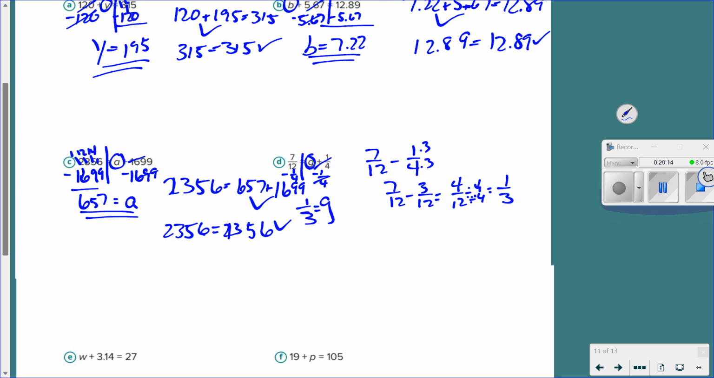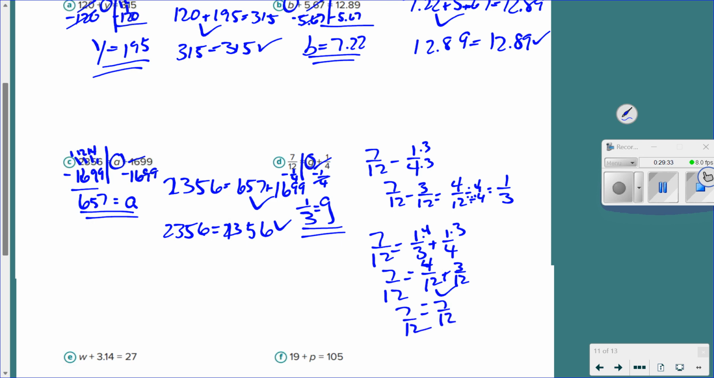7/12 equals 1/3 plus 1/4. I'll multiply this one by 4, this one by 3, gives me 4/12 plus 3/12, which equals 7/12. 7/12 equals 7/12. My answer check. Our next one.